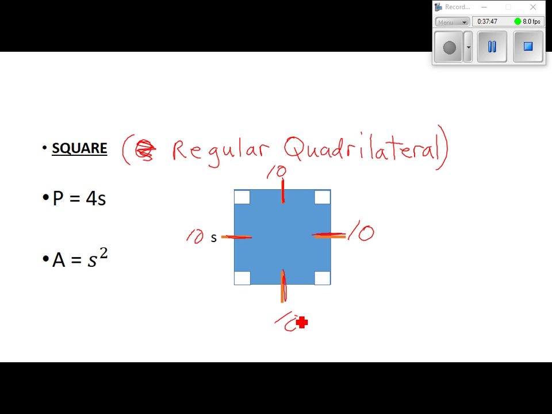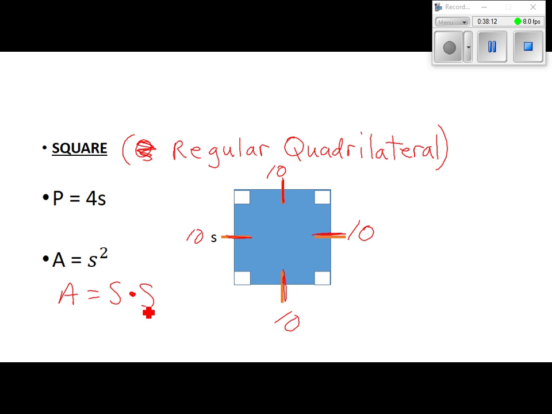The area. Area of a square is just the length of one of the sides squared. You might want to write this down. Area equals S squared. If that S squared confuses you, maybe Caleb gets confused by that, then it just means S times S. So if you write that down, that might make it a little easier on you.